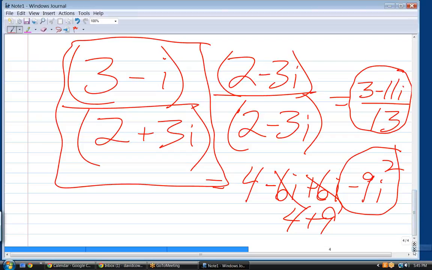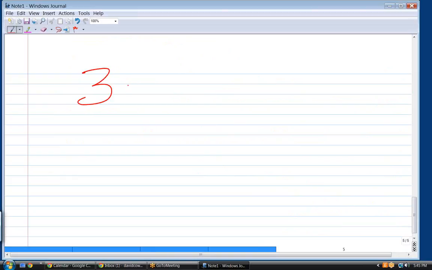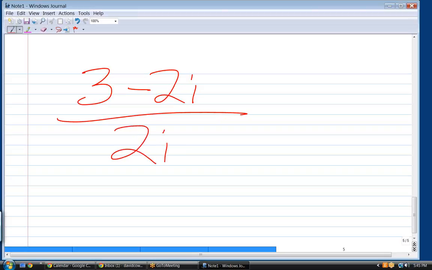Now, there's one special situation where if you had something like this, that's still not a division problem. It's still a multiplication problem. What do I have to multiply the bottom by to turn it real? 2i. Or wait, negative 2i. You know what? Either one works in this case, but just sticking with this idea of using the conjugate, the conjugate of that is negative 2i.